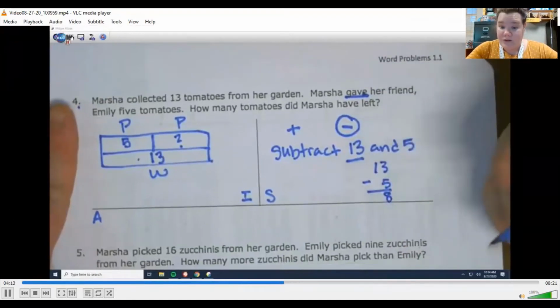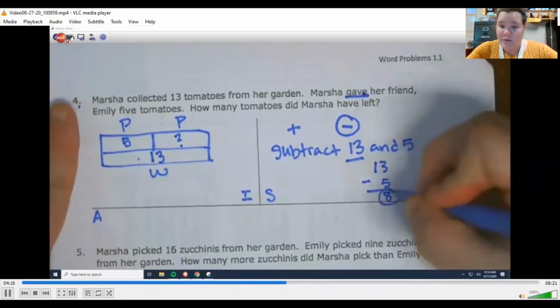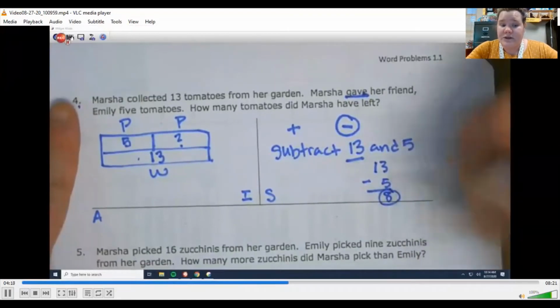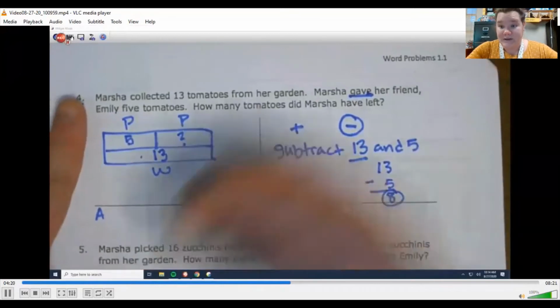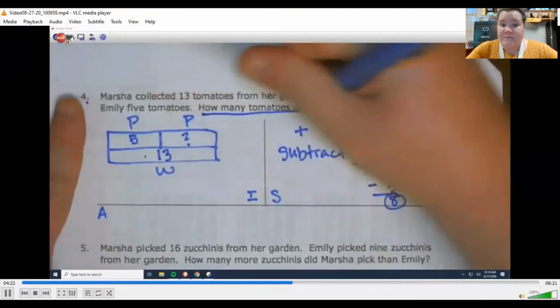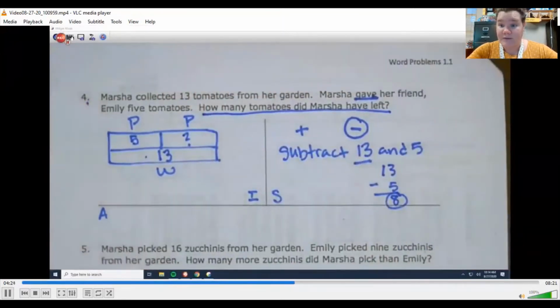So we have our answer, but now we're going to turn it into a sentence. All right, so our question was, how many tomatoes did Marcia have left? So we're going to kind of use that as a conversation. So it'd be like if I asked you, hey, how many tomatoes did Marcia have left?